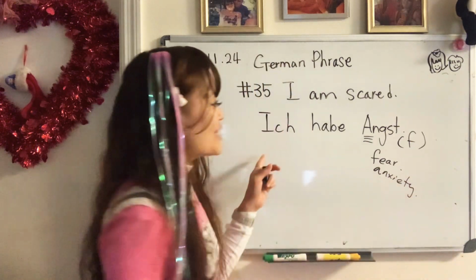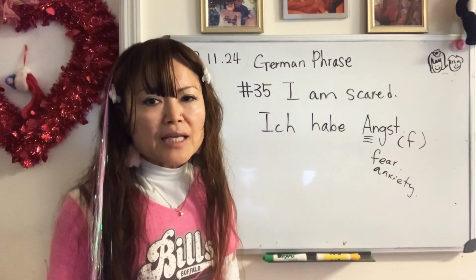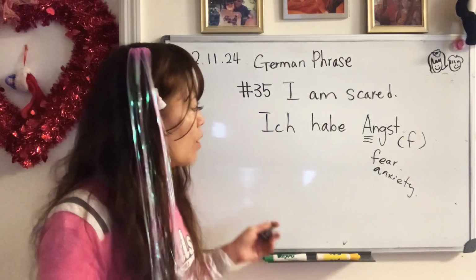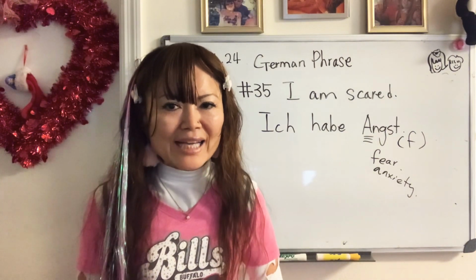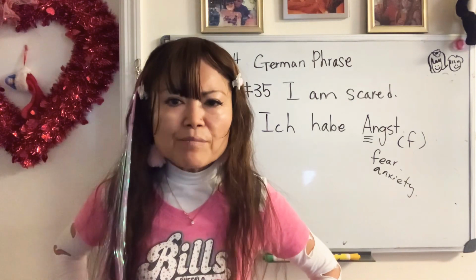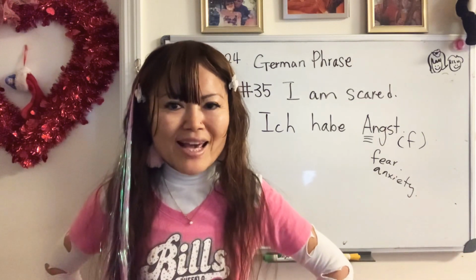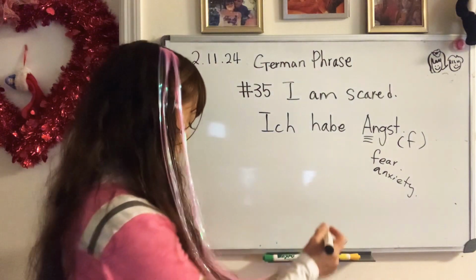So, ich habe. Habe means to have. Its infinitive is haben. Ich is a pronoun. It's I. So ich habe Angst. Sometimes you can say ich bin Angst, with the be verb. This time let's conjugate the verb habe.